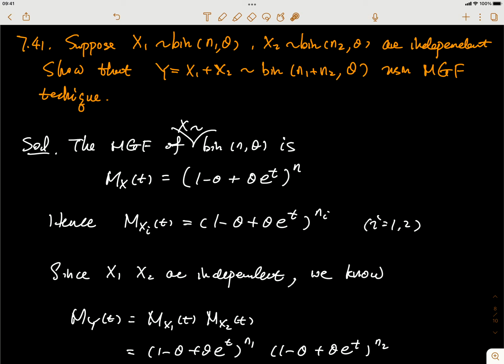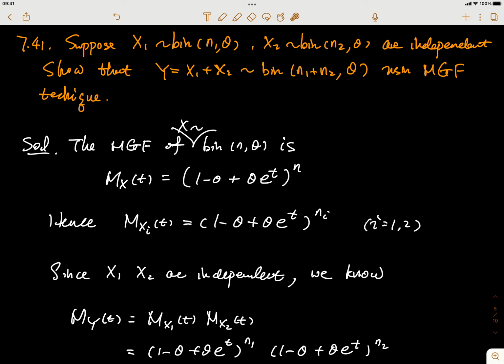Okay, now the problem 7.41. Suppose X1 follows the binomial distribution with n1, theta as the parameters. X2 is also binomial with n2, theta as the parameters, and they're independent. The question is to show that Y, which is the sum of the two, is also binomial with n1 plus n2 as the parameter, and theta as the parameter.